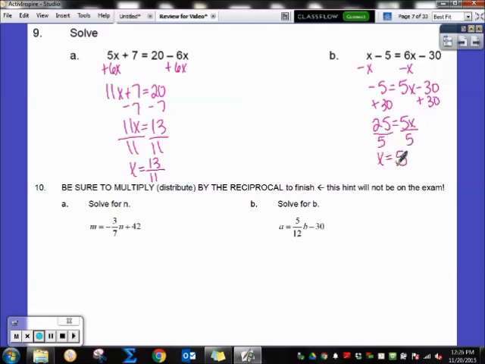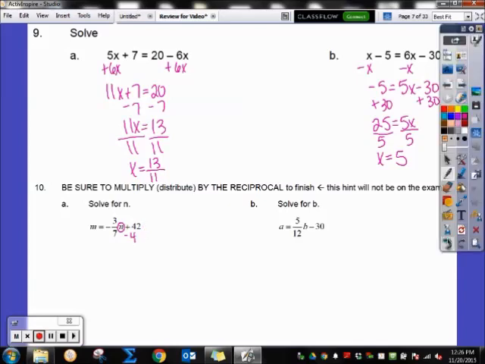So x would equal 5 for 9B. Number 10, we have to solve for both of these equations. These are called literal equations because there's more than one variable. So if we need to solve for n in A, that means I need to get n on the side by itself. So the first thing I need to move away is the 42.